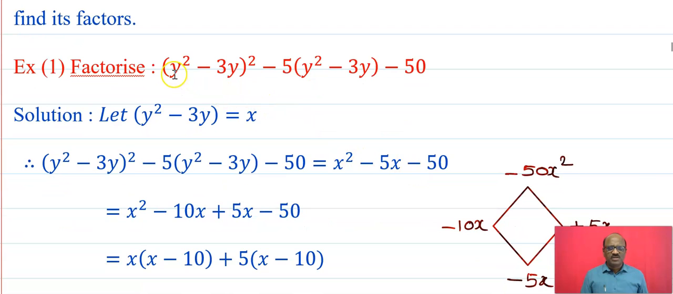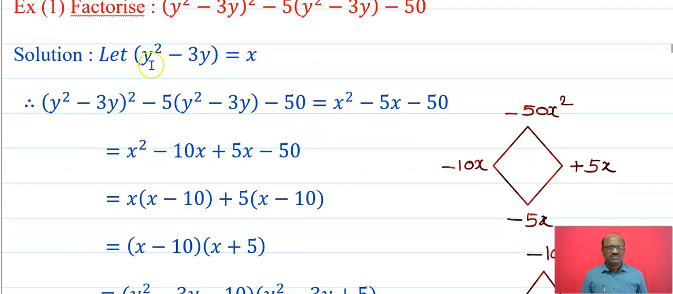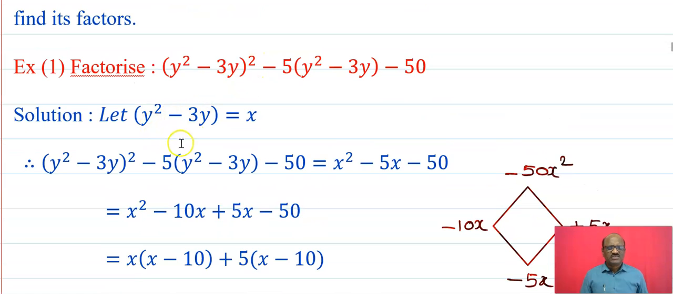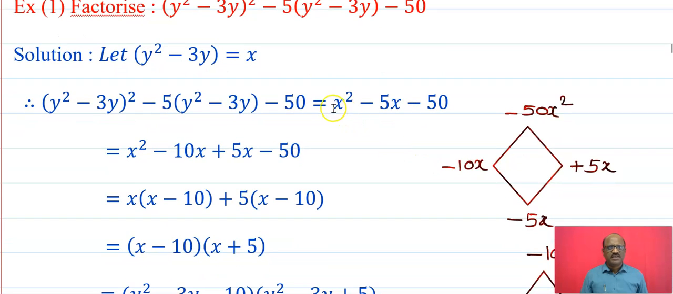Now see this, the common term is y² - 3y. y² - 3y ही कसे कॉमन टर्म्स आहेत. मग यासाठी आपण एक वेगळं व्हेरिएबल घेतलं, which is that variable is x. y² - 3y is equal to x. Then you will get x² - 5x - 50.